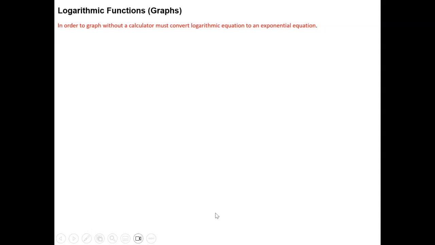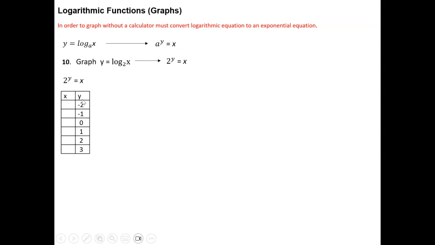Now let's graph logarithmic functions. In order to graph without a calculator, we must convert the logarithmic equation into an exponential equation. Example. Remember, y equals log base a of x is equivalent to a to the y equals x. Number 10, you're going to graph y equals log base 2 of x. This is equivalent to 2 to the y power equals x.